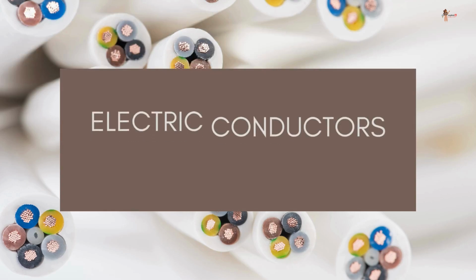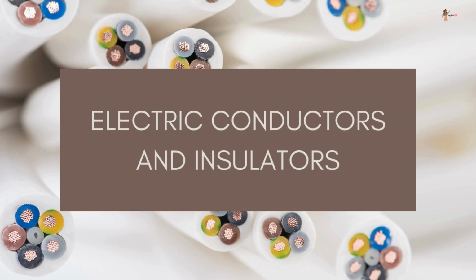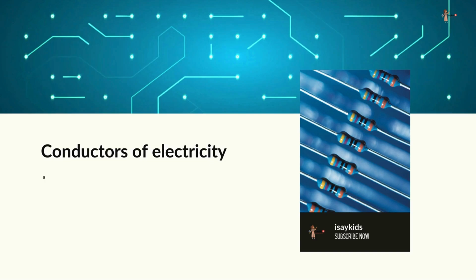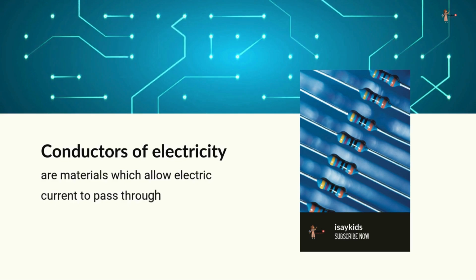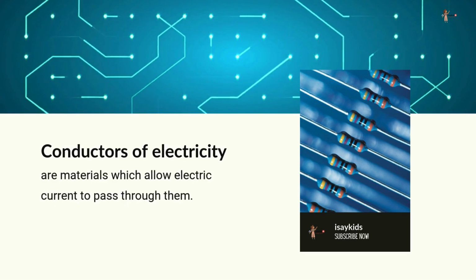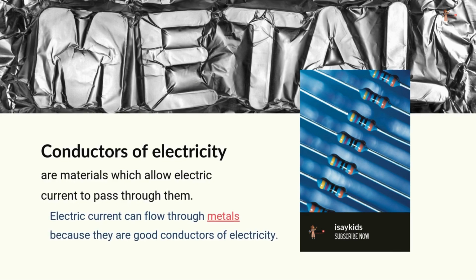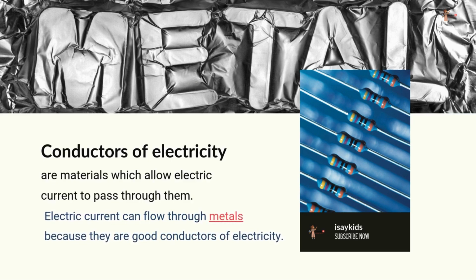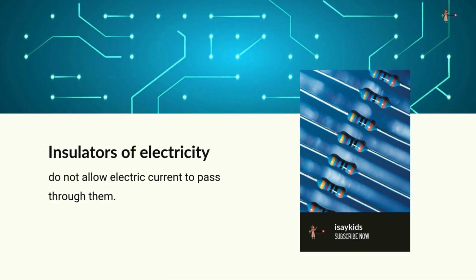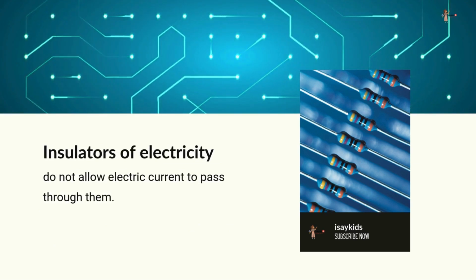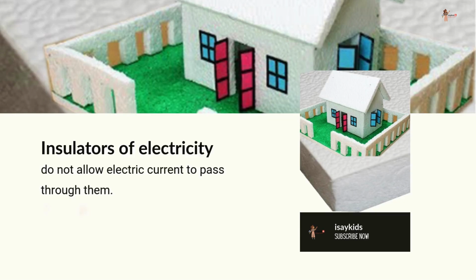Next is electric conductors and insulators. Materials which allow electric current to pass through them are conductors of electricity. For example, metals are good conductors and hence electric current can flow through them. Insulators do not allow electric current to pass through them. For example, thermocol is an insulator.